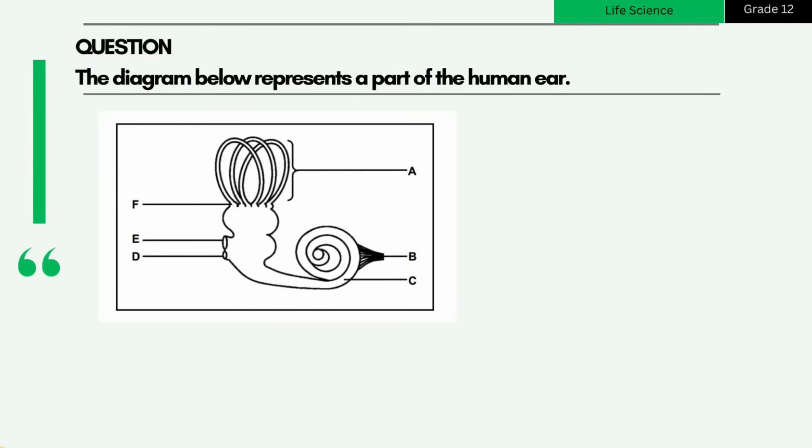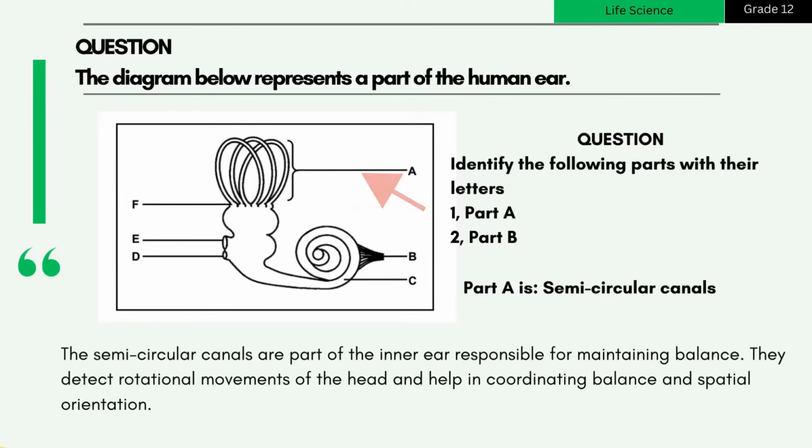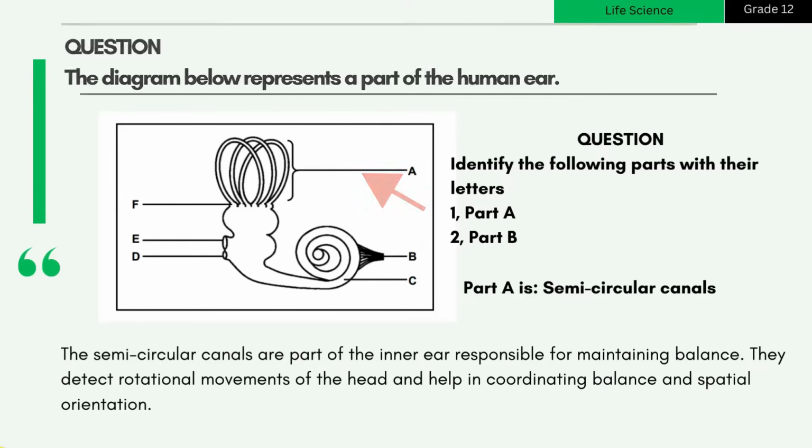The diagram below represents a part of the human ear. Question. Identify the following parts with their letters. 1. Part A. 2. Part B. 1. Part A is called semicircular canals. The semicircular canals are part of the inner ear responsible for maintaining balance. They detect rotational movements of the head and help in coordinating balance and spatial orientation.